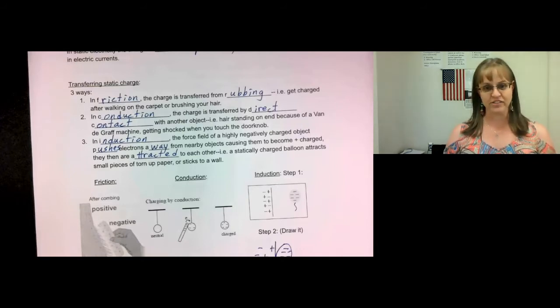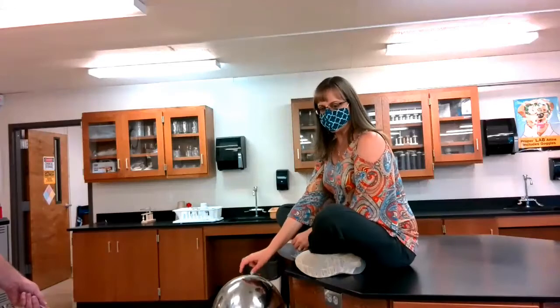The next way to transfer static charge is by conduction. In conduction, two objects must make direct contact with each other. This is a Van de Graaff generator, and it builds up static electricity because there's a belt inside running that brushes against a little metal brush and builds up the electrical charges.